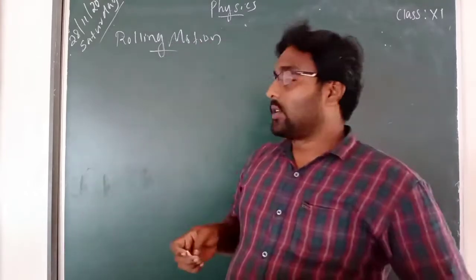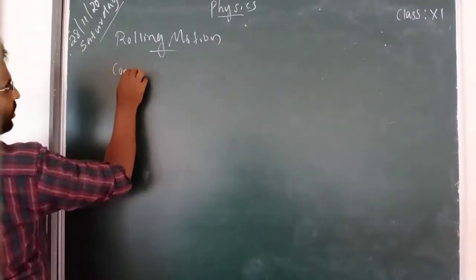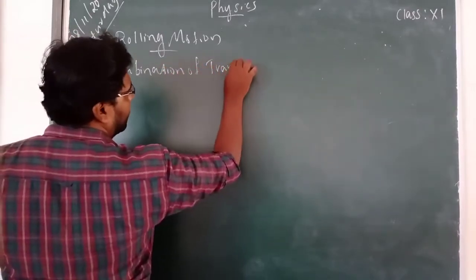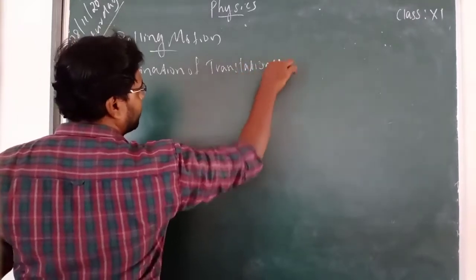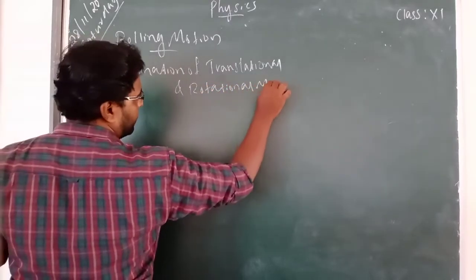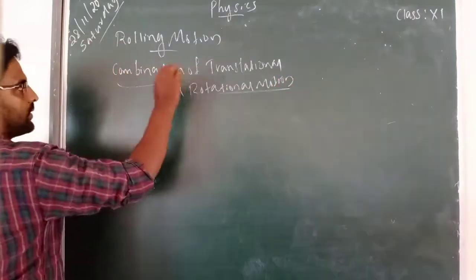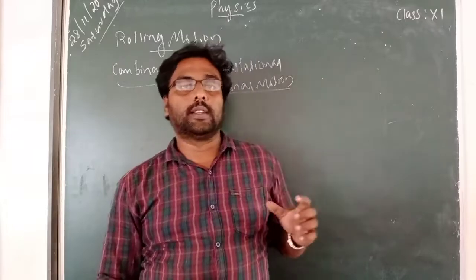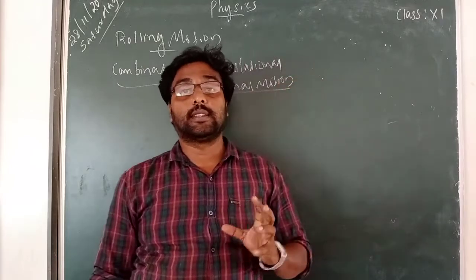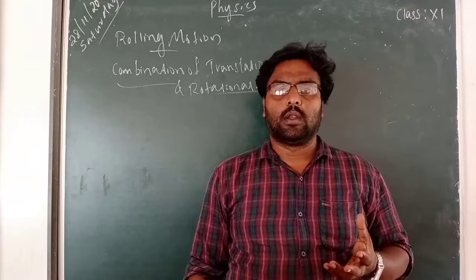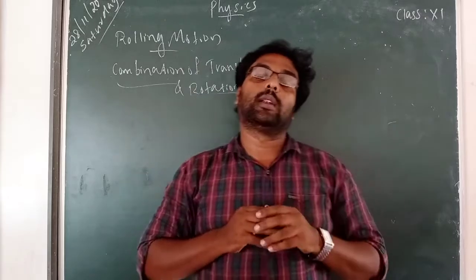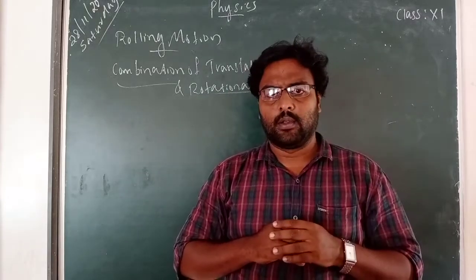Next one is about the combination of translational and rotational motion. As we have already seen, translational motion and rotational motion are included in the rolling motion. Let us see how this translational motion and rotational motion are included in rolling. Let us see how it is happening.